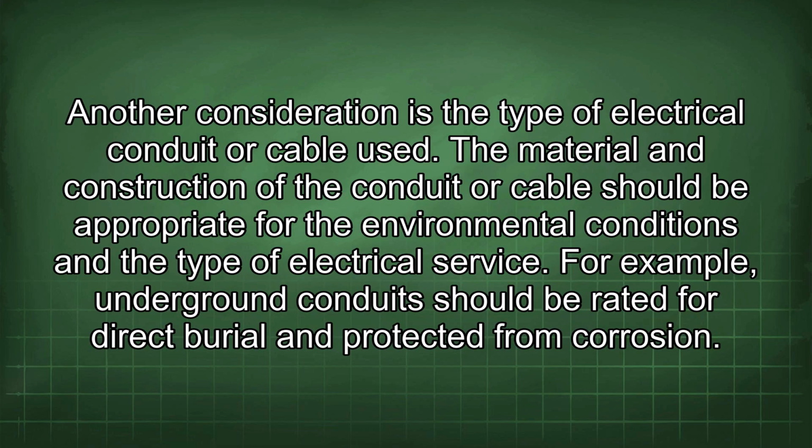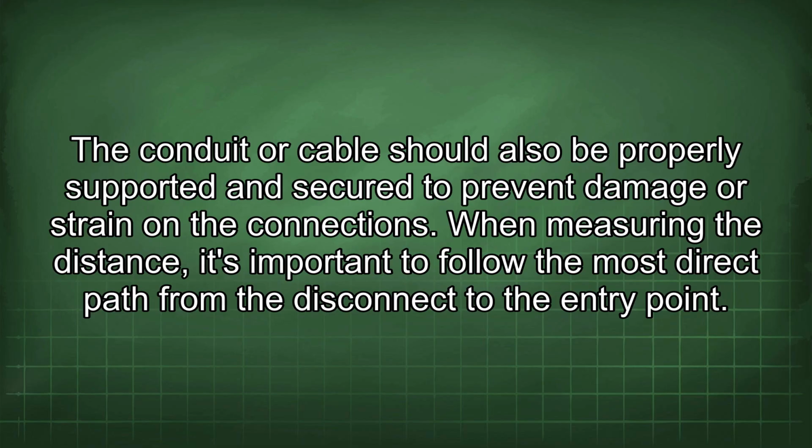Another consideration is the type of electrical conduit or cable used. The material and construction of the conduit or cable should be appropriate for the environmental conditions and the type of electrical service. For example, underground conduit should be rated for direct burial and protected from corrosion. The conduit or cable should also be properly supported and secured to prevent damage or strain on the connections.